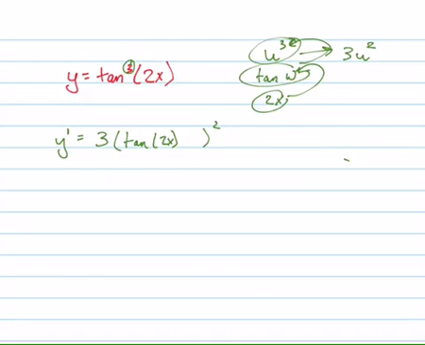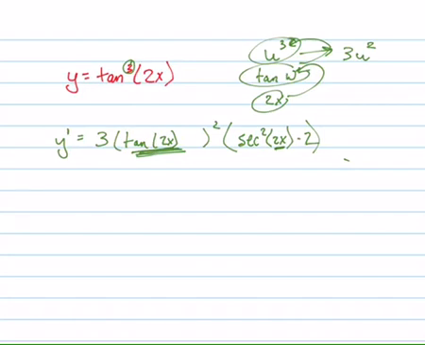So that's the inner function, and then I need to take the derivative of that, the derivative of tangent 2x. There's a chain rule involved in that. The derivative of tangent is secant squared. So I take the derivative of tangent, which is secant squared, leave the 2x unchanged, but then I multiply that by the derivative of the innermost function, which is 2.